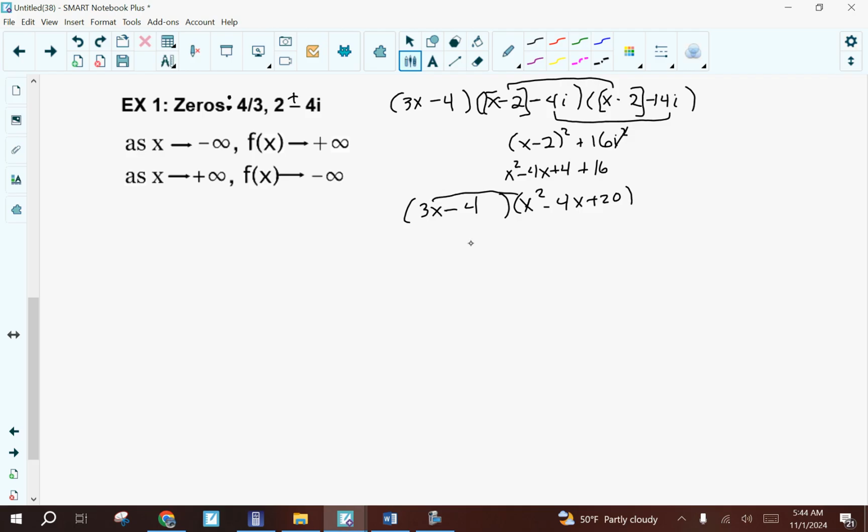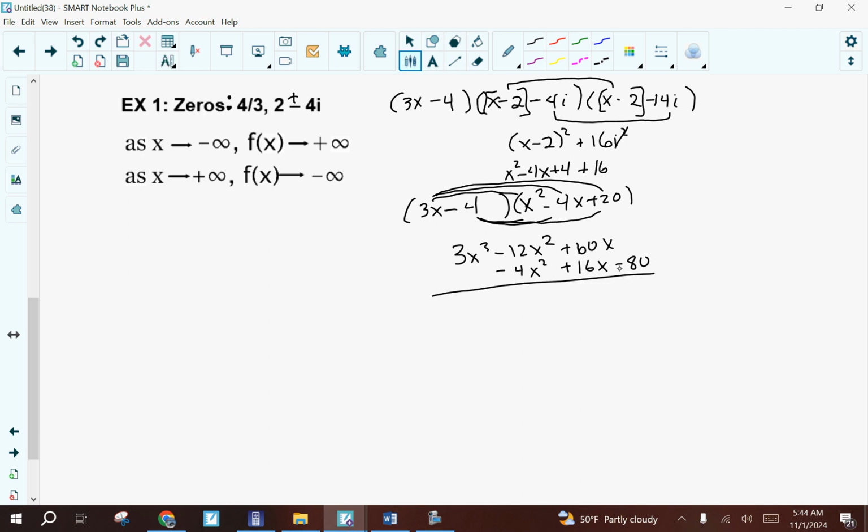So 3x times this one is 3x to the third. 3x times that one is minus 12x squared. 3x times that is plus 60x. Negative 4 times that is negative 4x squared. Negative 4 times negative 4x is plus 16x, sorry. And then negative 4 times 20 is negative 80. Put all this together and we get 3x to the third minus 16x squared plus 76x minus 80.